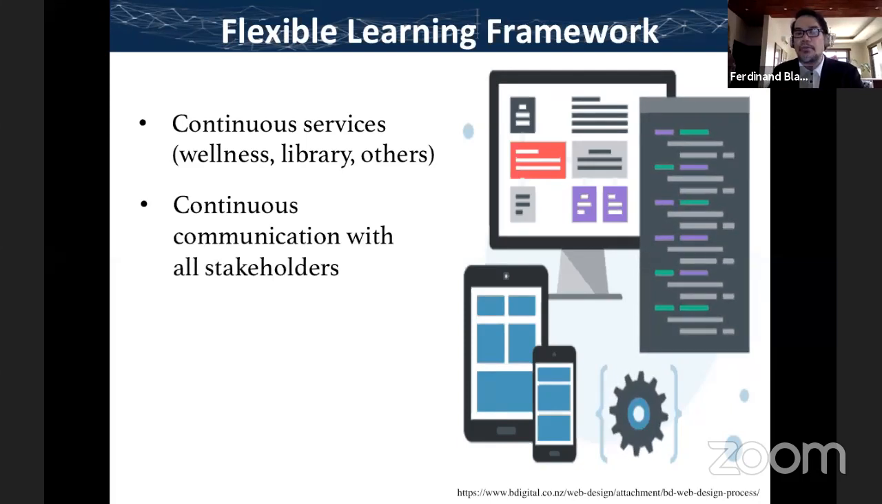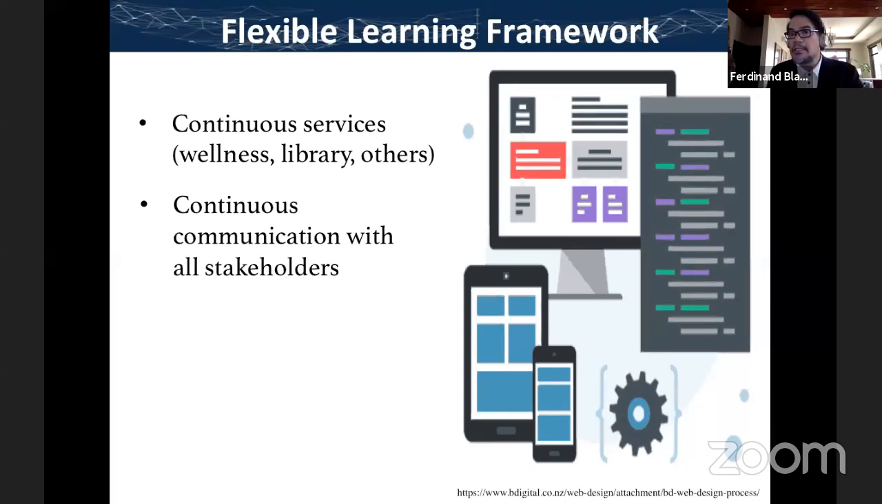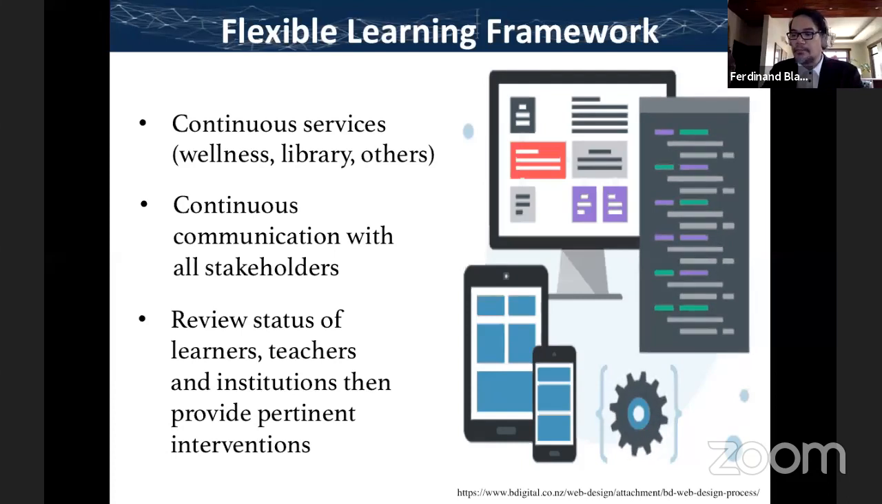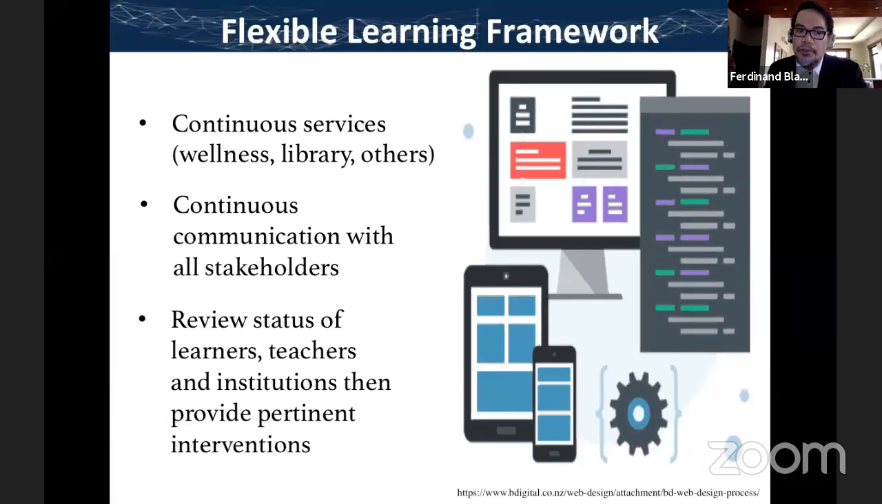And of course, there should be continuous communication across different stakeholders, maybe the PTA, the community, the student government, or the teacher association. There should be a continuous open discussion with everyone else. Because right now, what we're putting forth are pilots on how we would proceed with learning and teaching. And of course, there would be challenges and difficulties. And since we are rapidly prototyping our responses, there should be a continuous review.